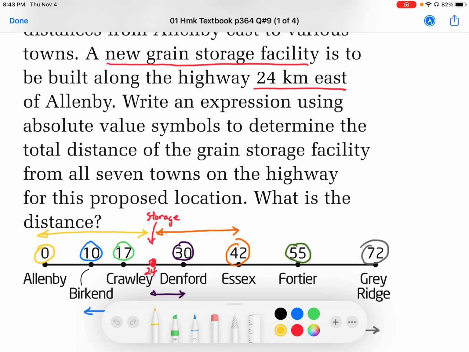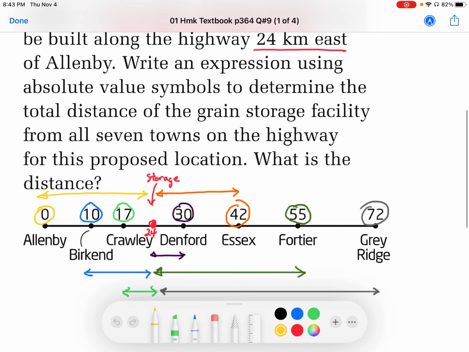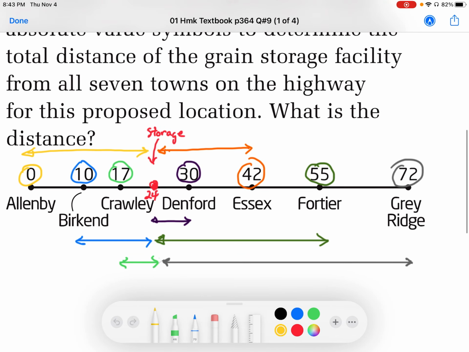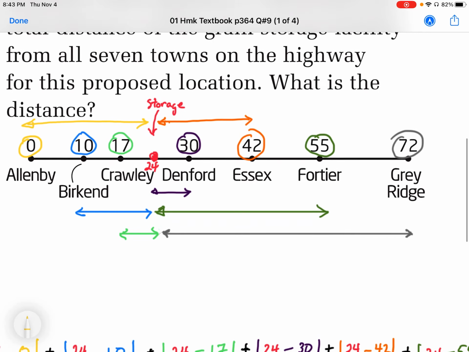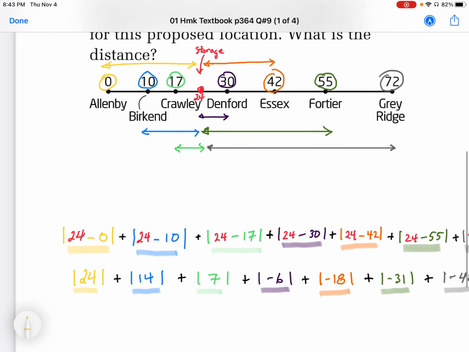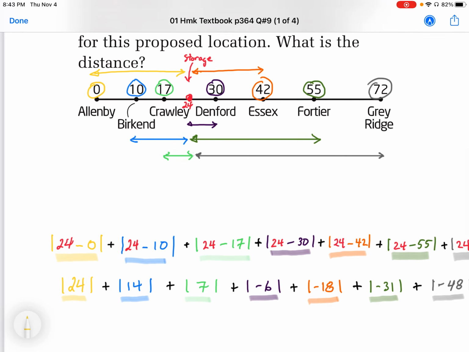So what's the distance? So we can find distance by finding the displacement, which means we subtract, and then taking the absolute value of displacement. So here I've circled the different locations in different colors. And what we can do is find the displacement between the storage facility and each town. So for example, between Albany and the storage facility, we can find the displacement, 24 minus 0. So that would be the displacement between those 2 points.